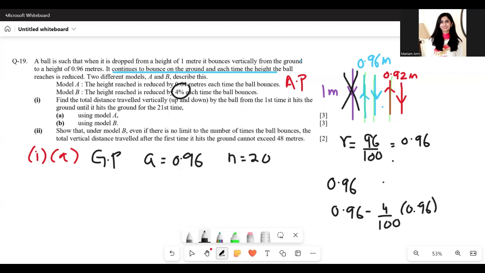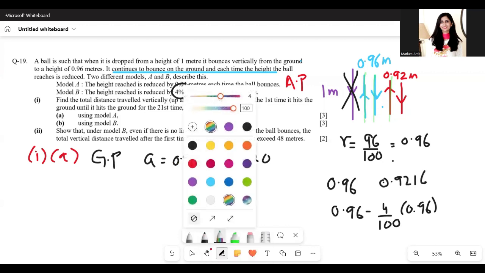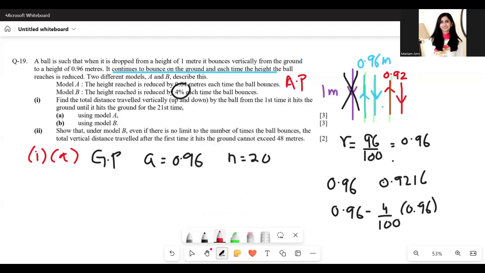0.9216. So the next term will be 0.9216. Let me fix that in the figure as well. 0.9216 meters. Okay, so now R would be a term divided by its previous term. Let's see if this gives us the same answer. So 0.9216 divided by 0.96, it gives us 0.96 again. So we got the same R.